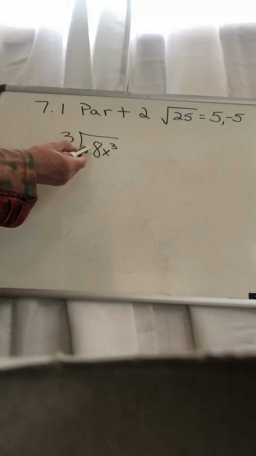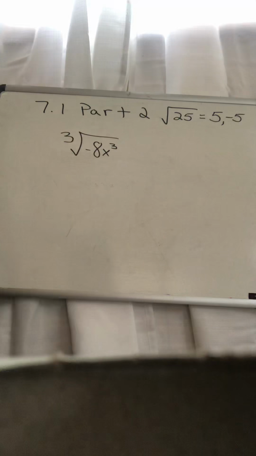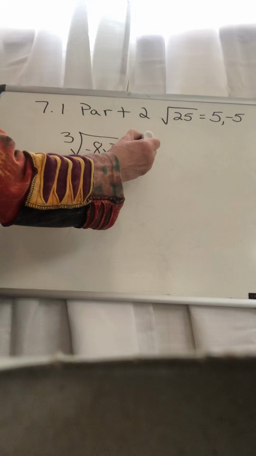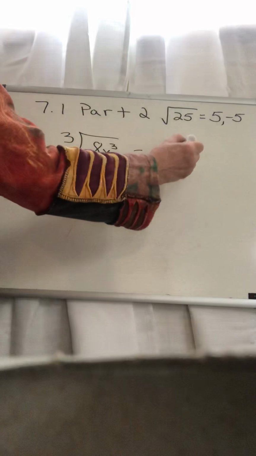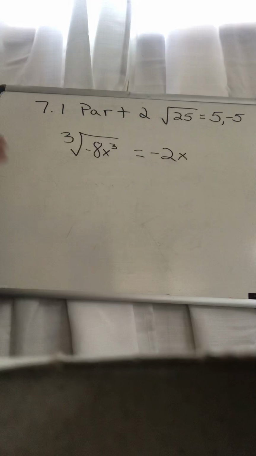For this one, you have to cube both the 8 and the x cubed. And hopefully you got a negative 2x. Okay, so these aren't too bad. I was a little bit worried I couldn't remember what numbers I wrote. I was afraid I might have had such large numbers that I was going to need a calculator, which I don't have handy.